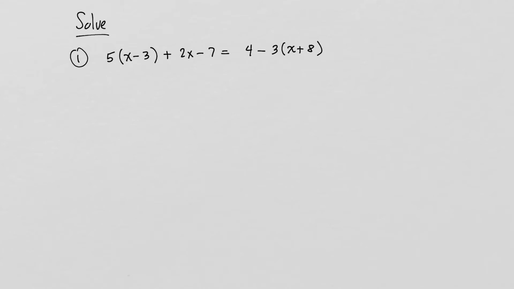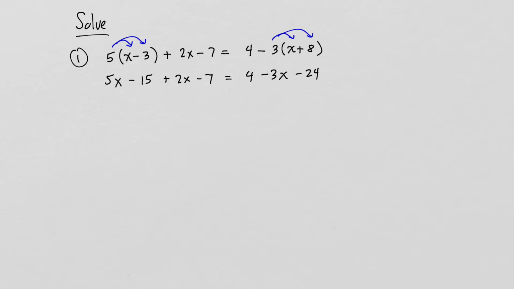In this example, we have a linear equation, and we know it's linear because each of the variables x here and also the x here are raised to the first power. So we should know that when solving equations like these, first thing we need to do is go ahead and remove parentheses. So we will distribute each of these. And so here we get 5x minus 15 plus 2x minus 7 is equal to 4, and then negative 3 times x is negative 3x, and negative 3 times 8 is negative 24.